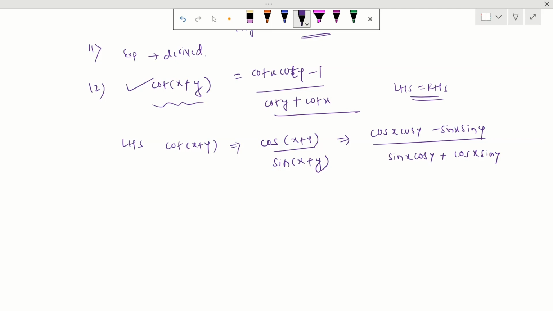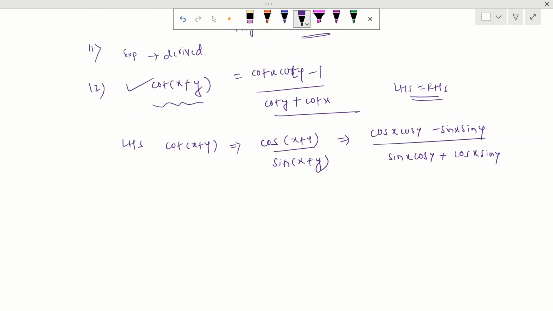Here in the plus formula, one sin and one cos will come, and one cos and one sin will come. But in cos, both terms have cos, and where it is positive there it comes negative, and the next two terms are sin.